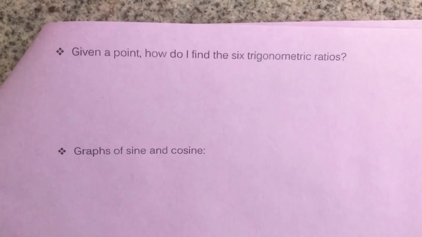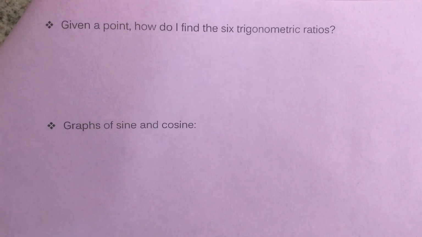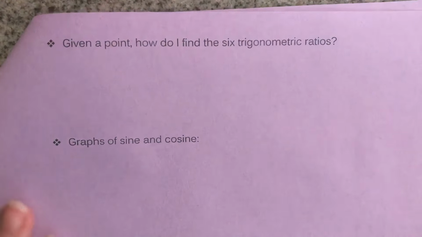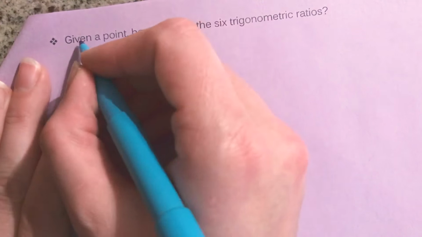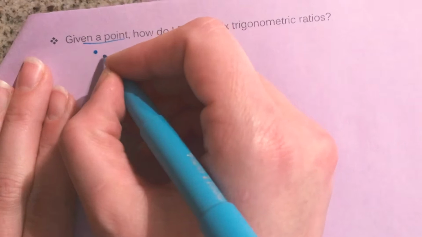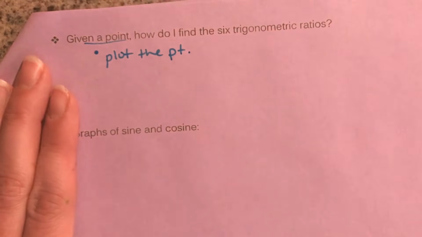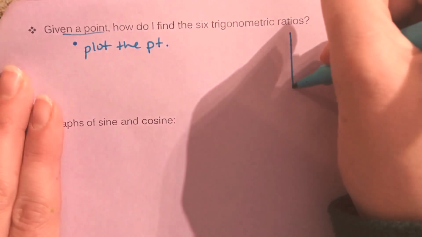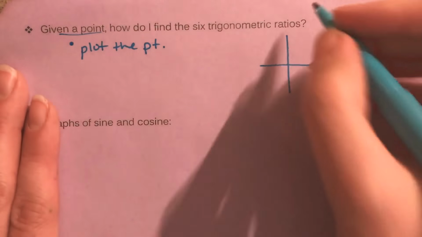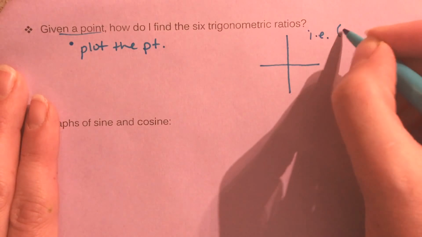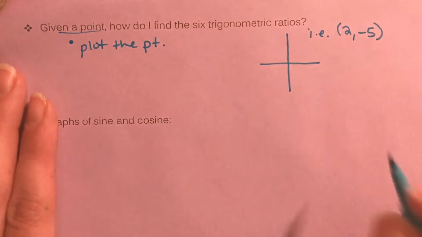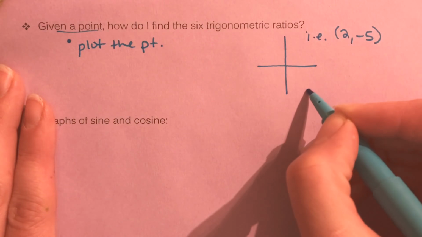So given a point, how do I find the 6 trigonometric ratios? First step, if you're given a point, is to plot the point. Figure out where it's going to be. So let's say we had the point 2, -5. Over 2, down 5, so it's somewhere down here.